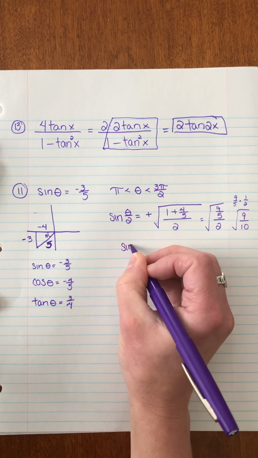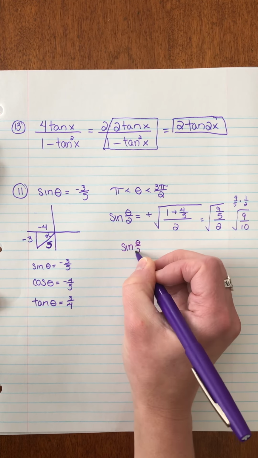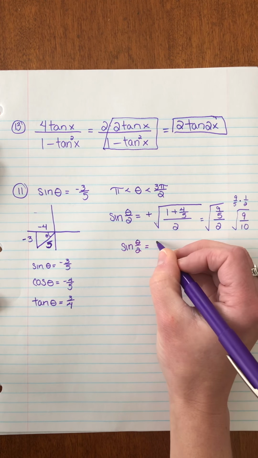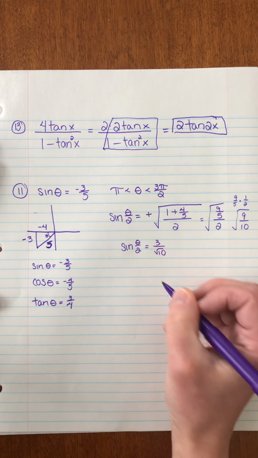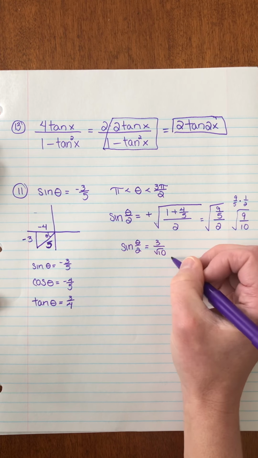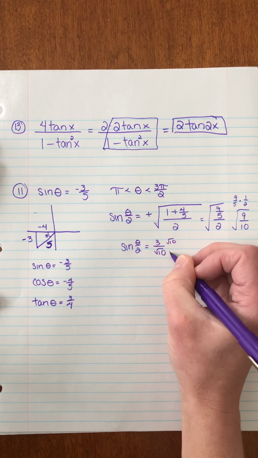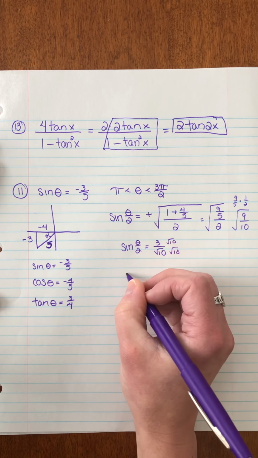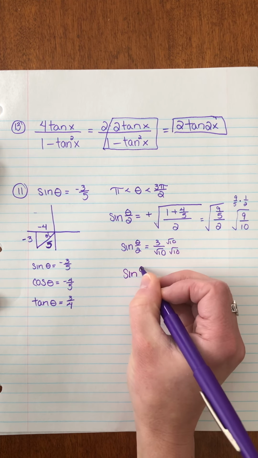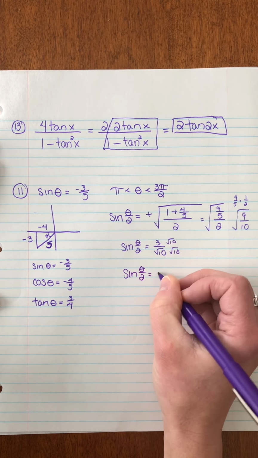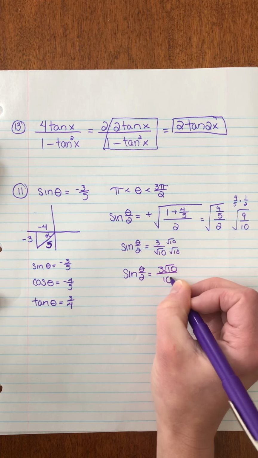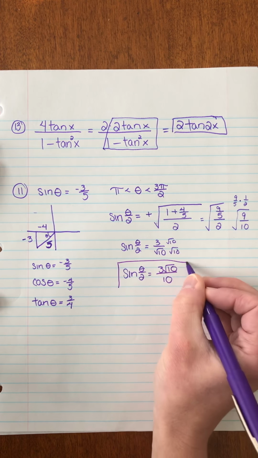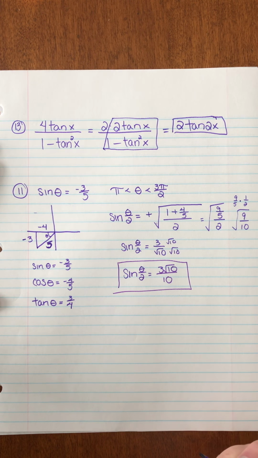So sine of theta over 2 is going to equal square root of 9, which is 3, over square root of 10. So we do a little bit of simplifying, multiply top and bottom by radical 10. So sine of theta over 2 is going to equal 3 radical 10 over 10. Final answer. All right, guys, so continue working on those today.